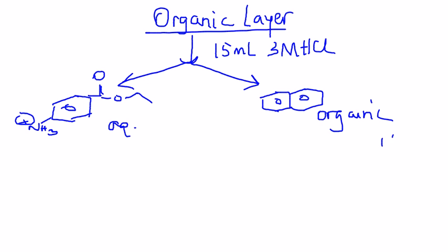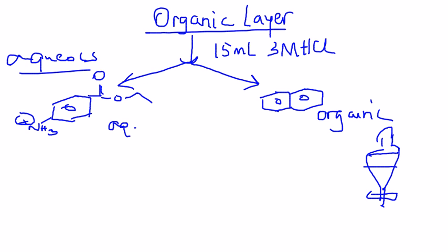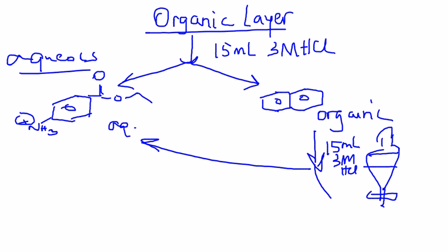Again, you're going to separate the two layers in your separatory funnel, so you should know which layer to collect. You're going to separate that into aqueous and organic, and do this extraction twice. So when you have the organic layer, again, treat that with 15 milliliters of 3 molar HCl to make sure that you have completely removed your EPAB in its polar acidic form. So you consolidate your protonated EPAB in two steps.